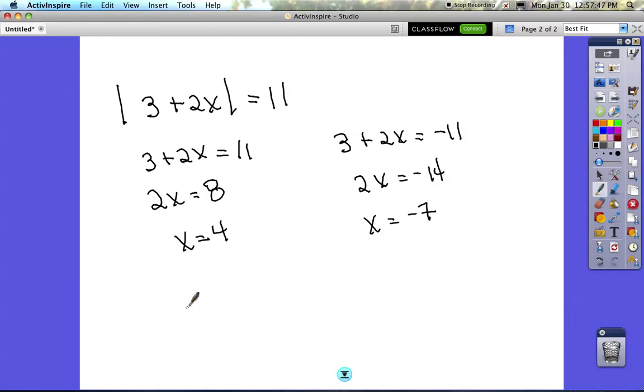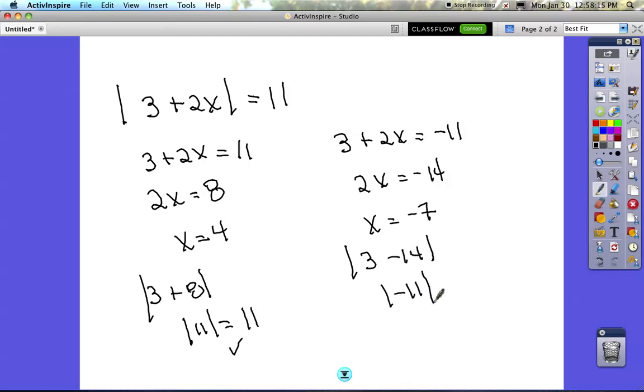Okay, so let's see if these two answers work. Did y'all get 4 and -7? Okay, first of all, it's absolute value of 3 plus, what's 2 times 4? 3 plus 8 is 11. Absolute value of 11 is 11, so that checks. Let's put the -7 in there. What's 2 times -7? -14. That's absolute value of -11, but that is equal to 11, so that checks.